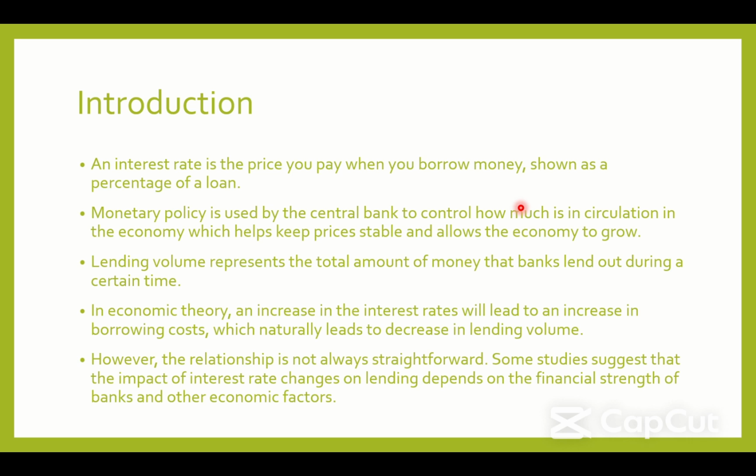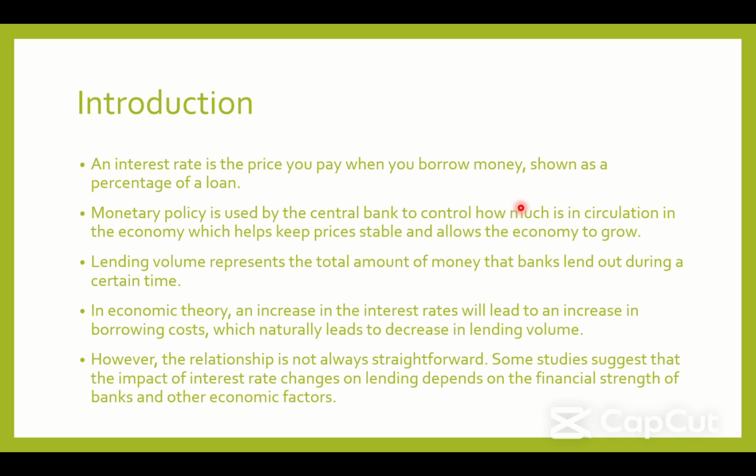So before I start, there are a couple of key terms that you need to know. One, what is an interest rate? Interest rate is the price you pay when you borrow money, shown as a percentage of a loan. Now, what are interbank rates? Interbank rates are the rates at which banks lend to each other. So in this case study, I've used the US interbank rates, and I've also used the interbank rates for UAE and Saudi Arabia. It moves similarly to the interest rate, and the reason I used the interbank rates was because it was more readily available to me.